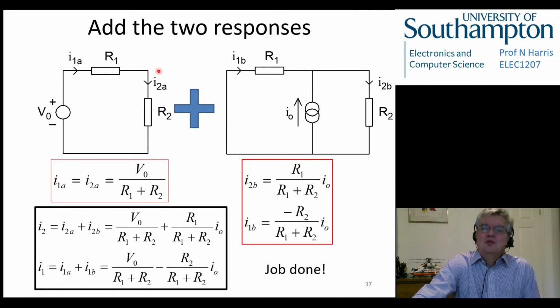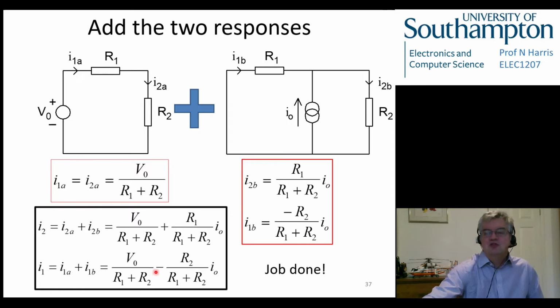So here's the response for current source suppressed, and here's the response for voltage source suppressed, and this is the answer for voltage source, current source suppressed, and this is the answer for current source suppressed. So to get the total current, we just add I1A and I1B together, and that gives us this current here for I1, and likewise I2A and I2B added together, which are these two here, gives us the expression for I0.